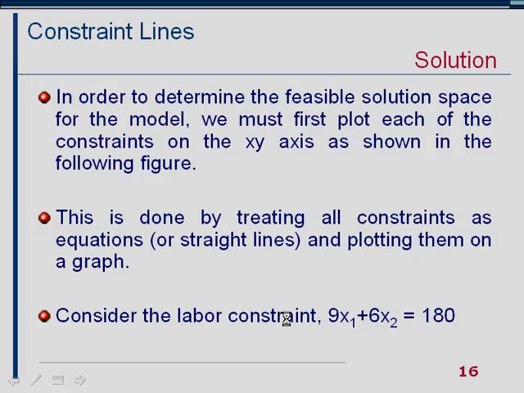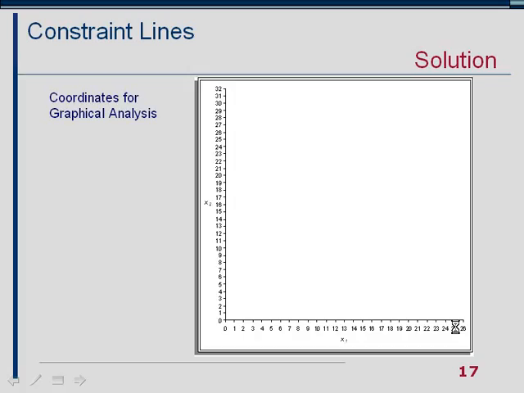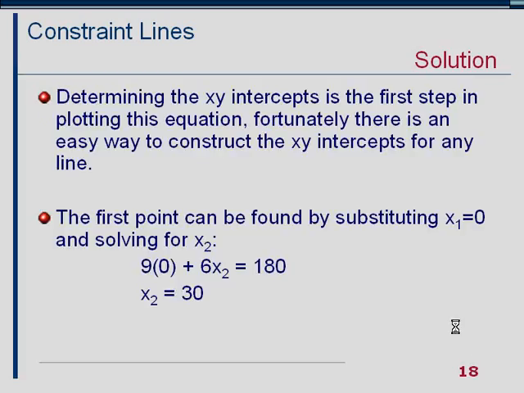This is done by treating all constraints as equations or straight lines and plotting them on a graph. So let's first consider this equation right here. We have two variables, x1 and x2. If you think of x1 and x2 as x and y, we can easily plot this line on the xy plane that you see here. So how do we go about doing this?